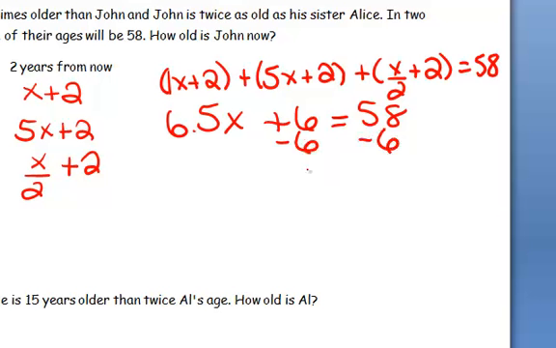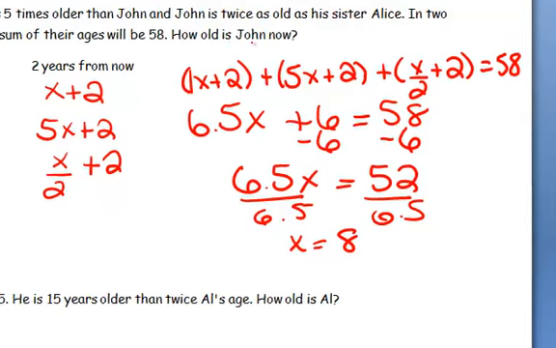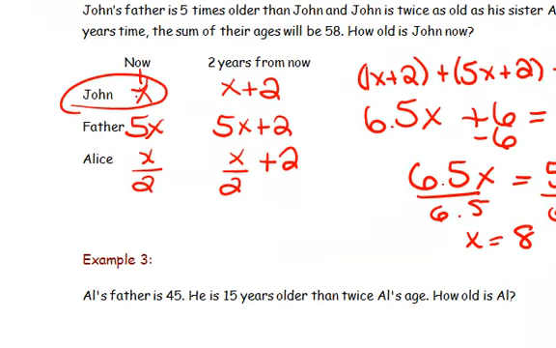When I subtract 6, you get 6.5x equals 52. Now I changed it into a decimal just because a half of an x is easy to change into a decimal, but you can leave it as a fraction and then convert it afterwards. When you divide by 6.5, you get x is equal to 8. Go back to the question, how old is John now? Well, John's age now is just x. Well, x was just 8. So therefore, John is 8 years old.